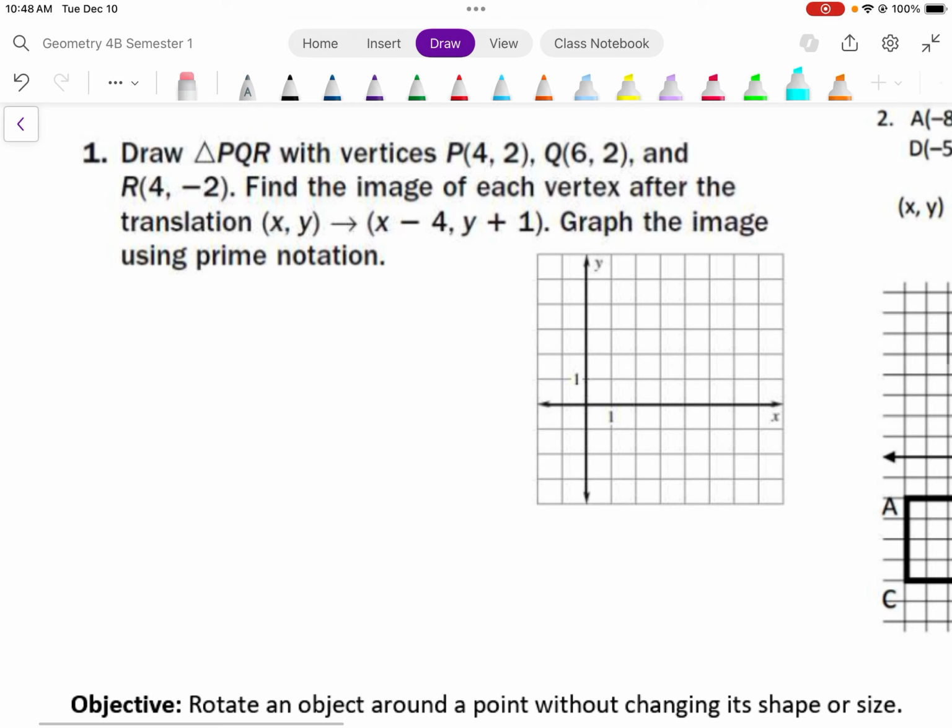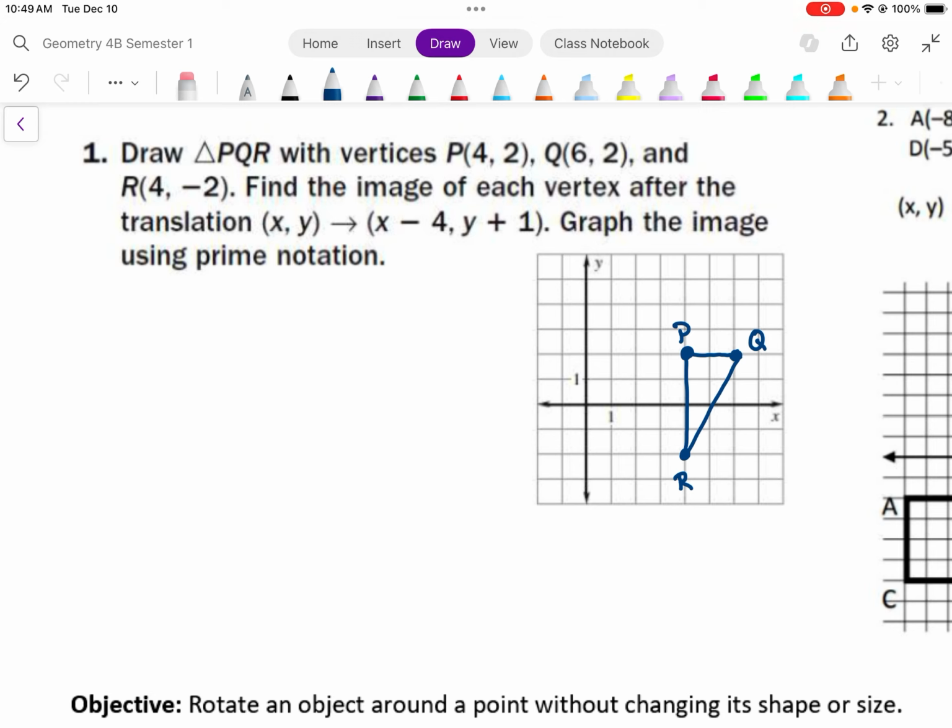Okay, so for number 1, we are going to draw the vertices P, Q, and R. So P was at 4, 2, 3, 4, 1, 2. Q was at 6, 2. And then R is at 4, negative 2. And this is our starting pre-image.